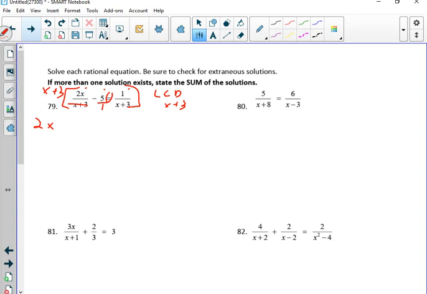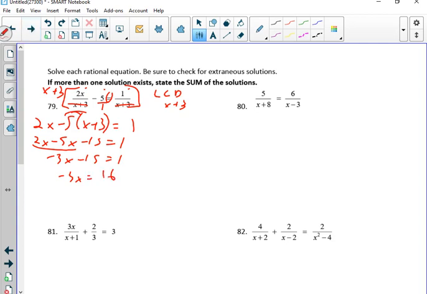On the top, the second one is going to be minus 5 times x plus 3. Equals, again, here is going to cancel and just leave you 1. So I'm going to distribute my negative 5: 2x minus 5x minus 15. That's negative 3x minus 15 equals 1. Add 15 to both sides. That's 16. Divide by negative 3, and yes, we get a fraction for our answer. And that's okay.